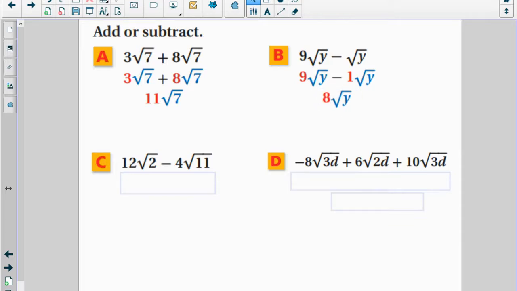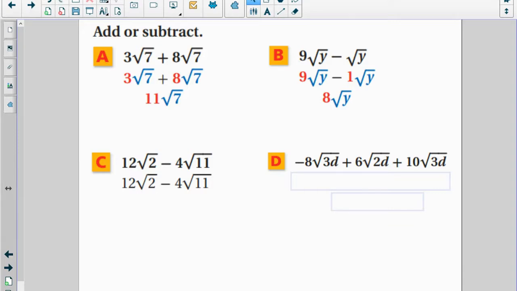In example C, I see that I have square root of 2's and I have square root of 11's. Now those are different things. They're not like terms anymore. So I can't actually subtract anything. It's like saying I have 5 apples and I'm going to take away 3 oranges. You can't do that. You can't take away oranges from apples. It just doesn't work.